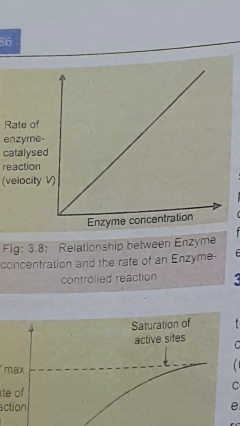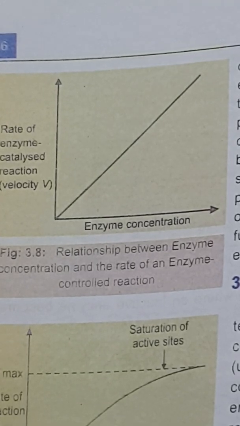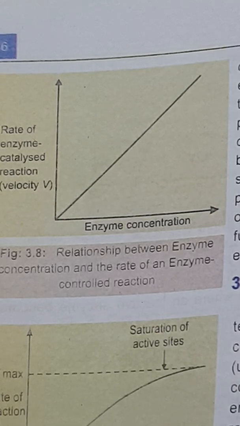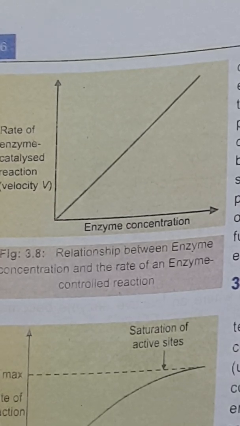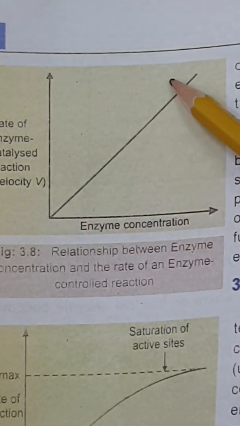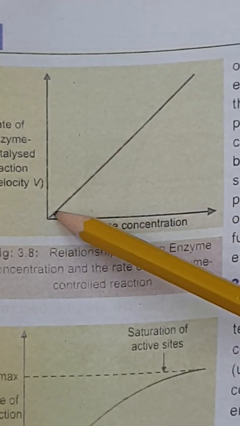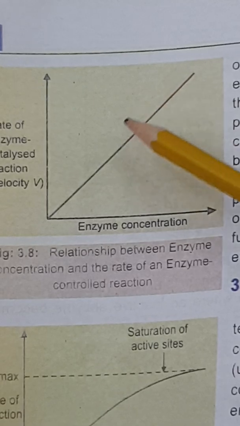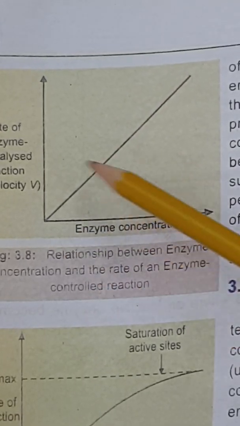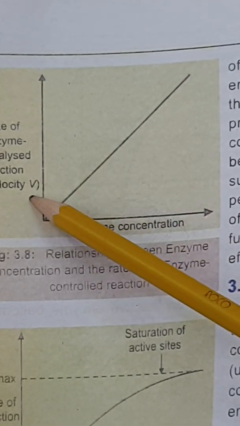Another factor is the enzyme concentration. What will happen when an enzyme is accelerating a chemical reaction and we increase the number or the amount of enzyme? The graph shows a very simple relationship: when the enzyme concentration increases, the rate of the reaction increases. Why? Because more enzymes are provided for the reactants. More enzymes are available for the substrate.